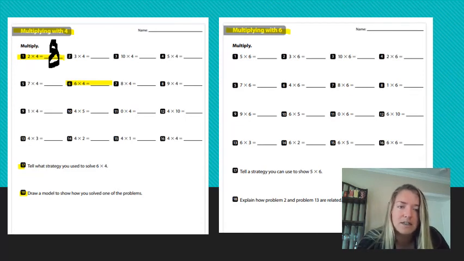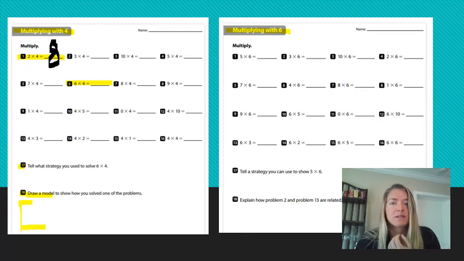Number 18 says draw a model to show how you solved one of the problems. So if you're using skip counting as your strategy, that's okay, but I want you to pick one problem in here and draw a model and show me that model in this space.